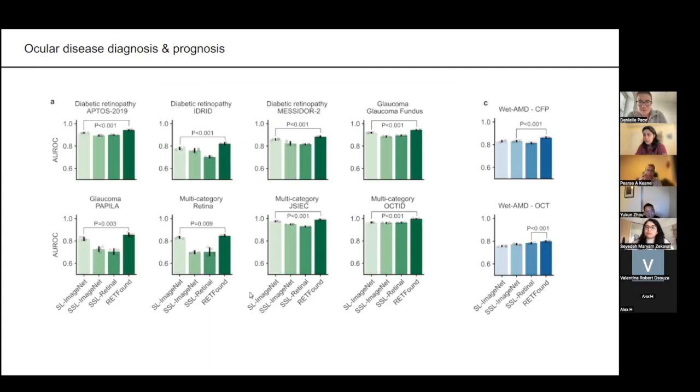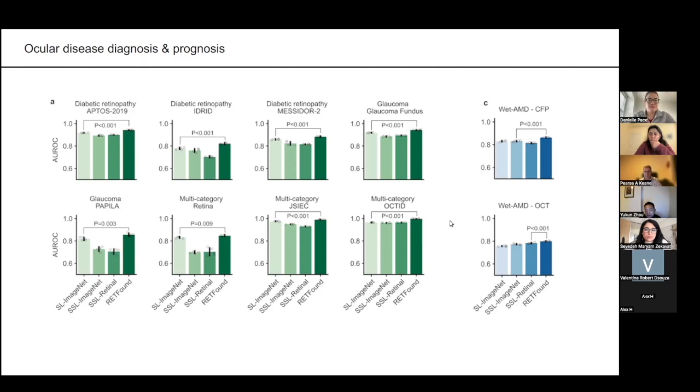So this slide shows the results on the ocular disease diagnosis and the prognosis. If we look at the left side, each green subgraph includes the results on one single public dataset. Some of them are for different diseases, some are for the same disease on different datasets, like diabetic retinopathy classification, glaucoma multi-category, etc. The RETFound results have been highlighted with the darkest bars, and comparing the performance with the most competitive baselines, we actually observe a significant improvement, I think, in all of the cases.